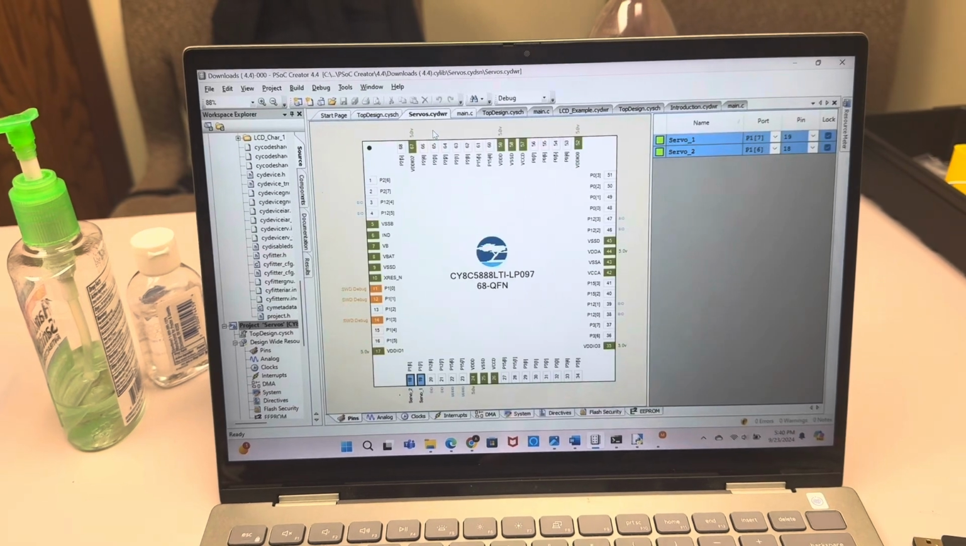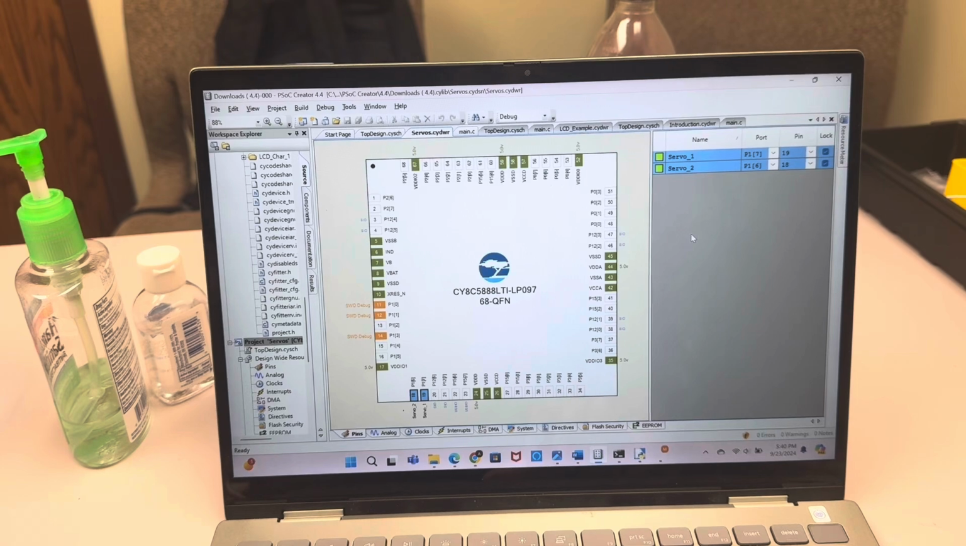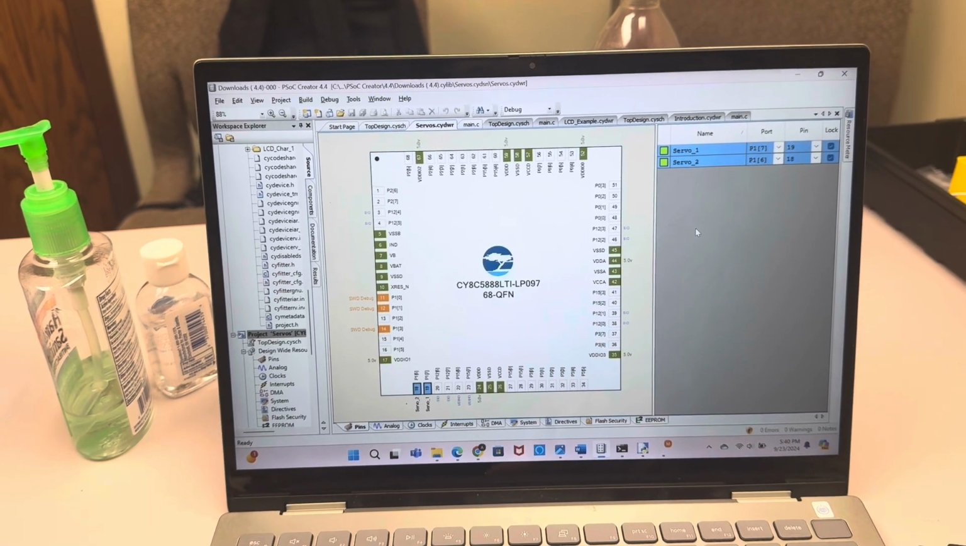Moving on to the PSOC pin configuration. For servo 1, we chose pin 7, and for servo 2, we chose pin 6.